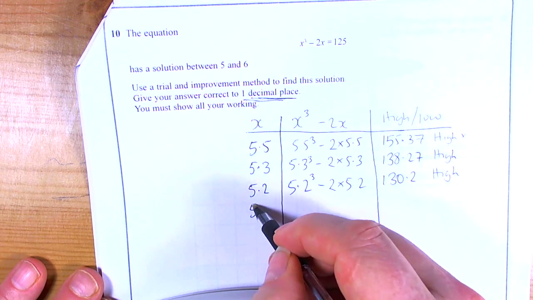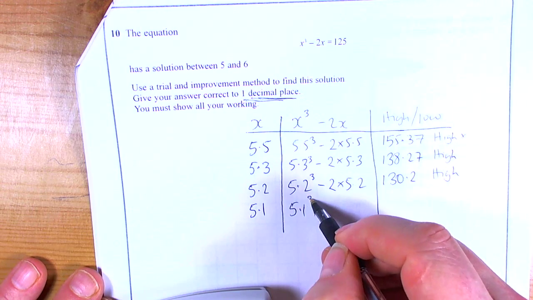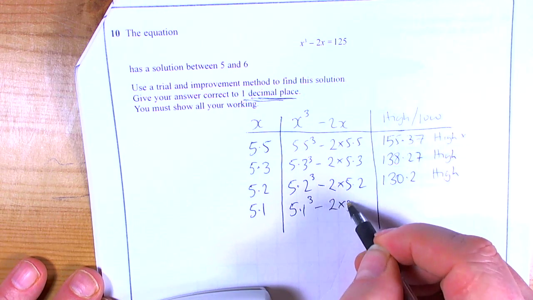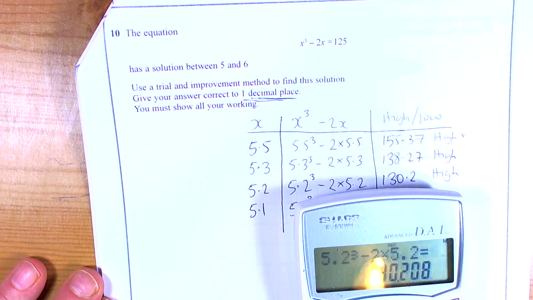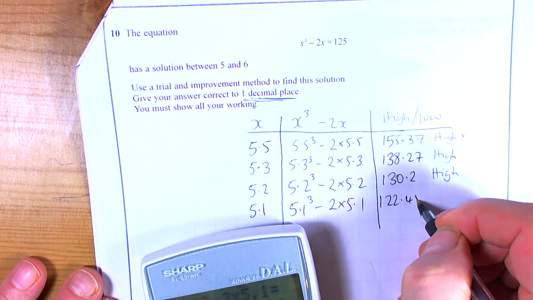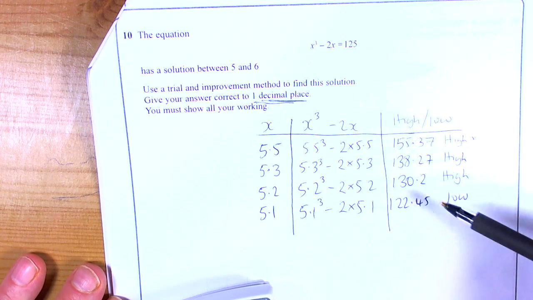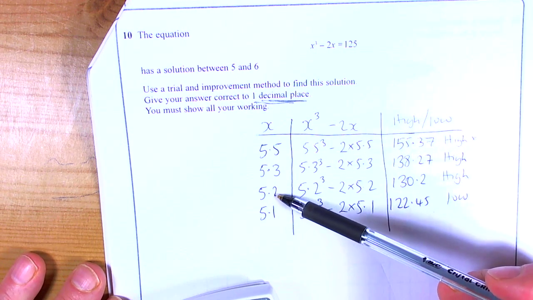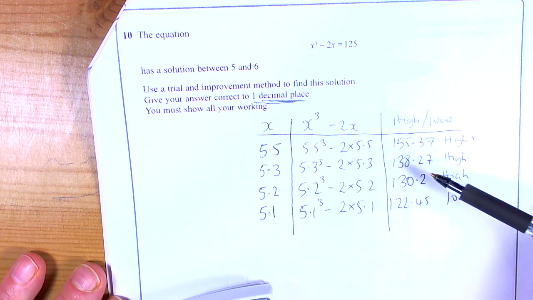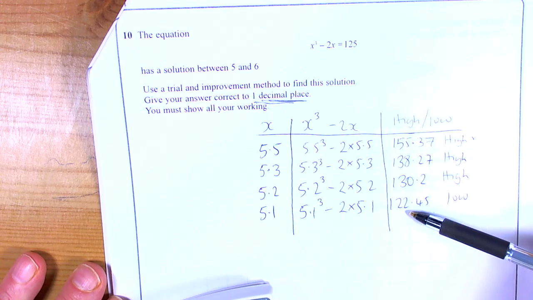So we try 5.1, so 5.1 cubed, take away 2 times 5.1, which gives 122.45, so we're now low. So basically we've got to the stage now where we found to one decimal place x of 5.2 is slightly high and x of 5.1 is slightly low.